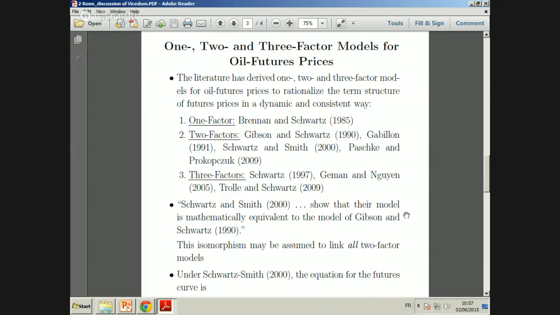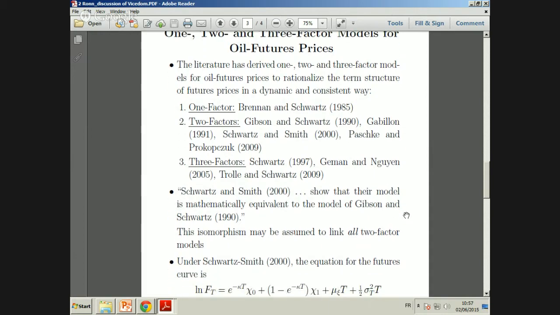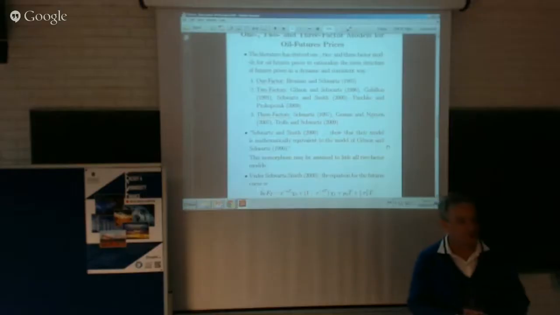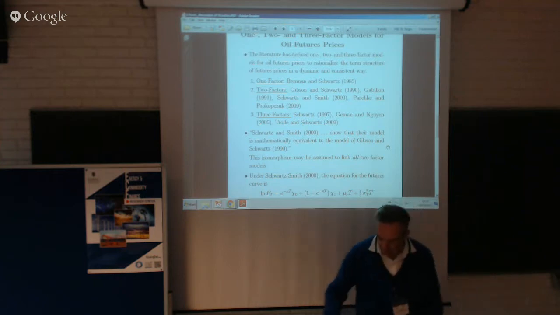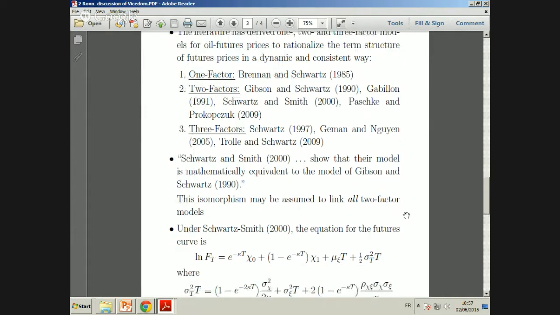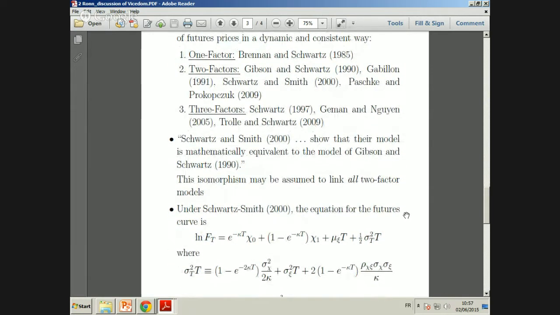So there are 3-factor models as well. One of the things that I think we all realize is this mathematical equivalence that you get between all 2-factor models. Sebastian and Marcel indeed allude to this, that they quote Schwartz and Smith as saying that the model is mathematically equivalent to Gibson and Schwartz. I've heard the term isomorphism used for all these 2-factor models. So there's some sort of equivalence across all 2-factor models in terms of their ability. And I hope no one will be offended if I show my favorite 2-factor model, at least up until now, which has been Schwartz and Smith.